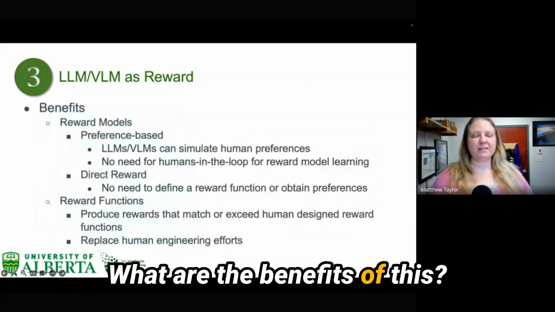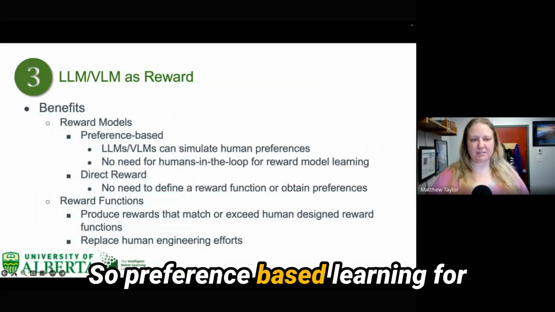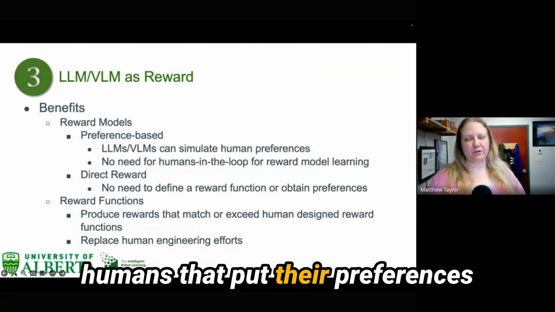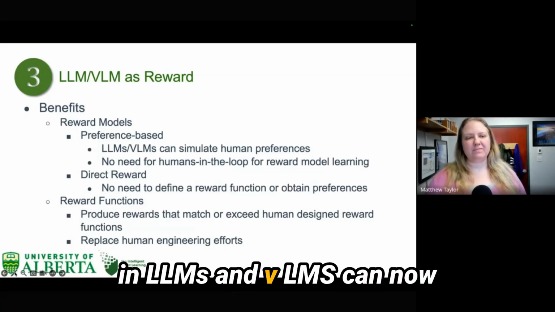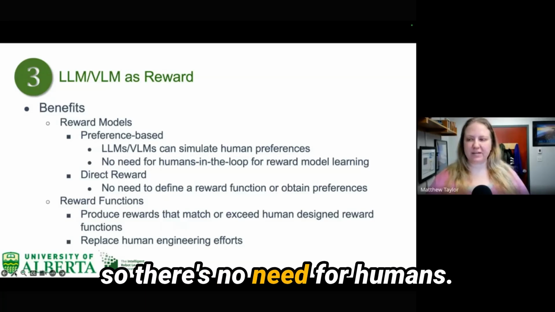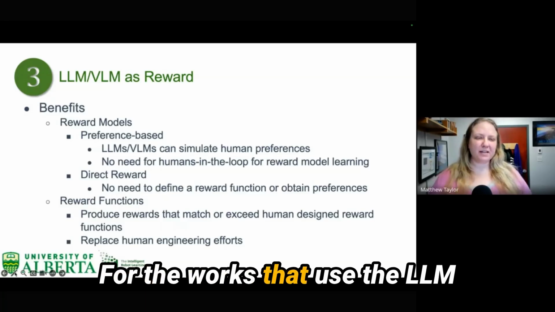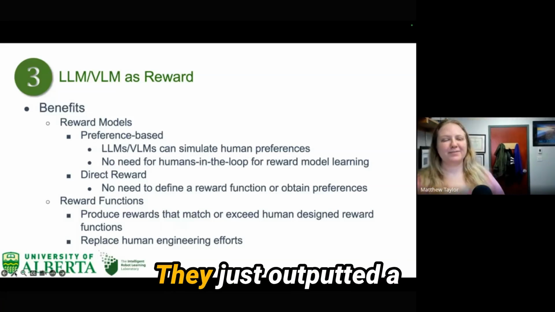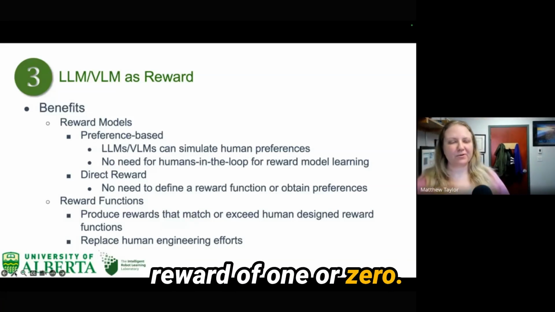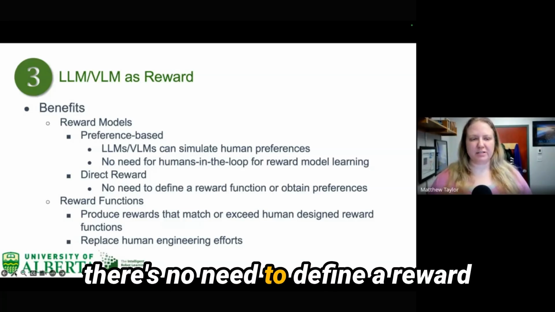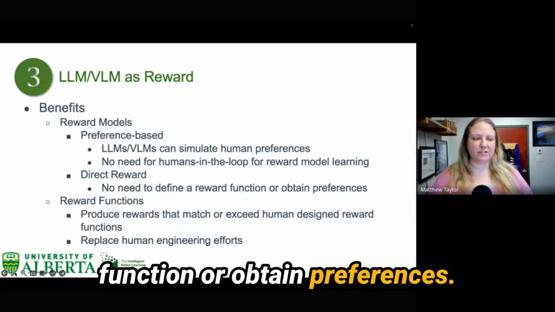What are the benefits of this? So preference-based learning for reward models often involves humans that put their preferences in. LLMs and VLMs can now simulate those human preferences. So there's no need for humans. For the works that use the LLM or VLM as a direct reward, they were very simplistic. They just outputted a reward of 1 or 0, but ultimately, this is the most simple version because there's no need to define a reward function or obtain preferences.